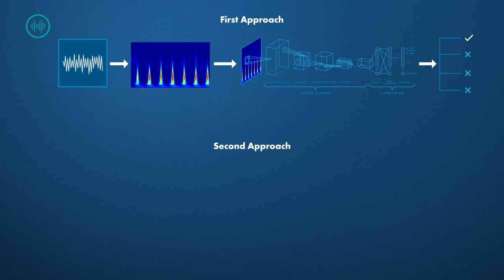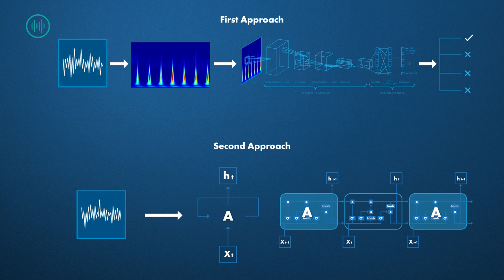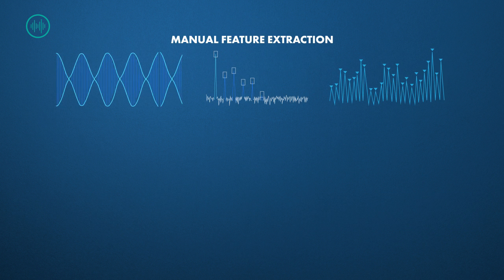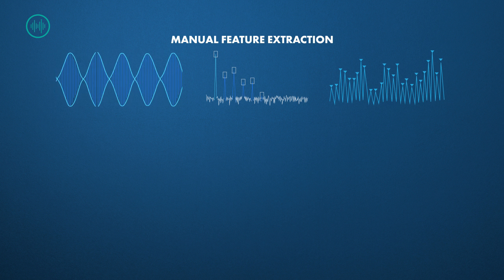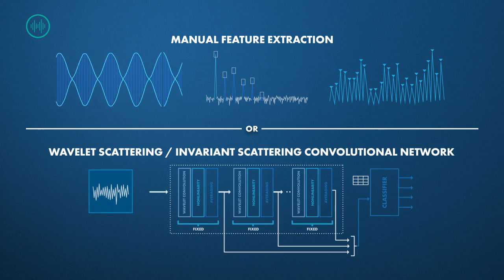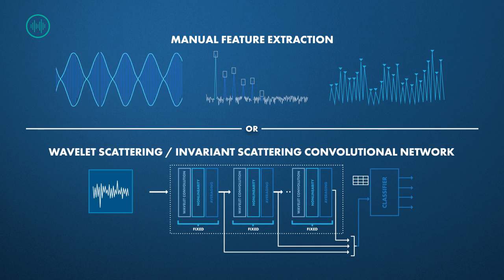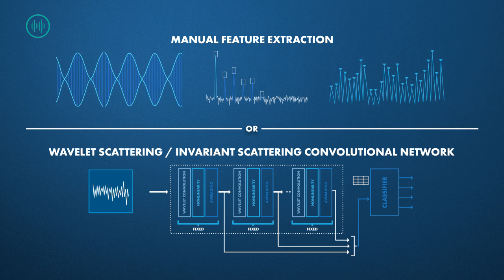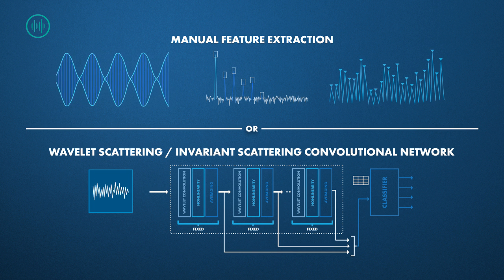The second approach involves feeding signals directly into deep networks, such as LSTM networks. To make the deep network learn the patterns more quickly, you may need to reduce the signal dimensionality and variability. To do this, you have 2 options in MATLAB. You can manually identify and extract features from signals, or you can automatically extract features using invariant scattering convolutional networks, which provide low variance representations without losing critical information.